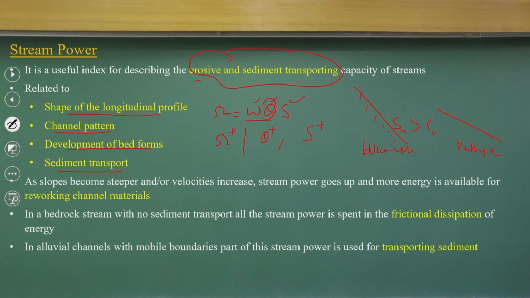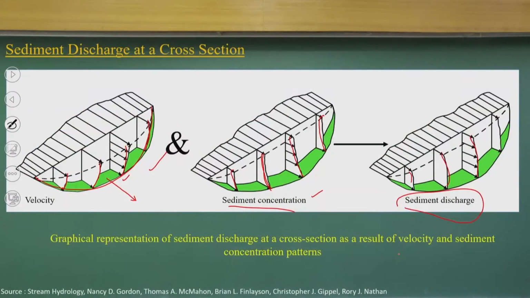Basically, stream power is spent in the frictional dissipation of energy. In the case of an alluvial river, part of the stream power is used for transporting the sediment. We will talk about more details when we discuss sediment transport.